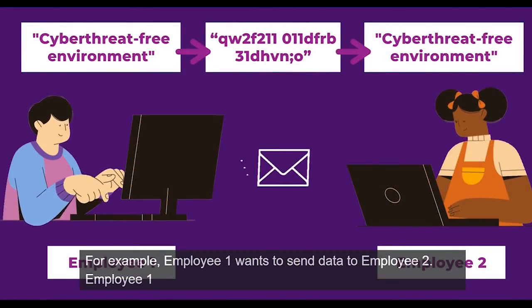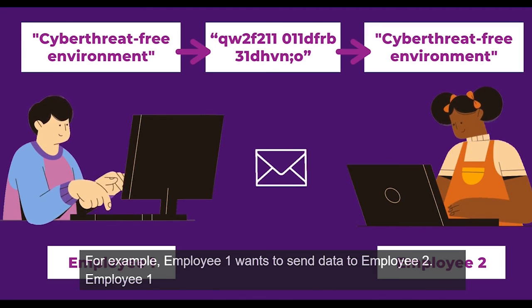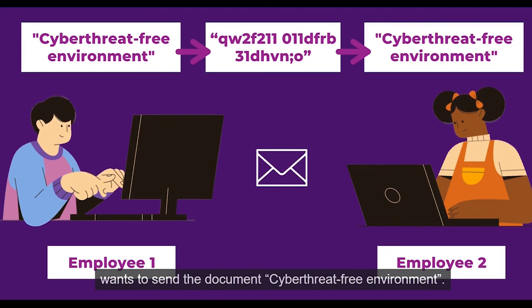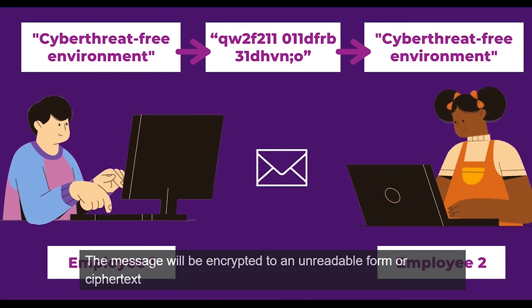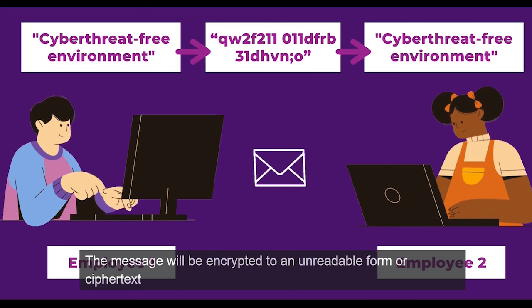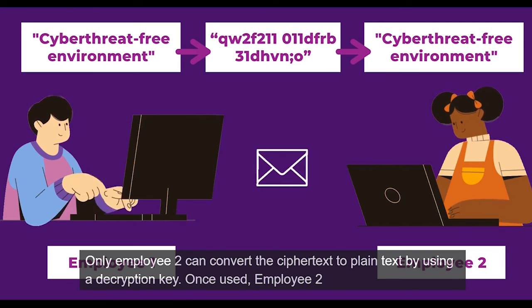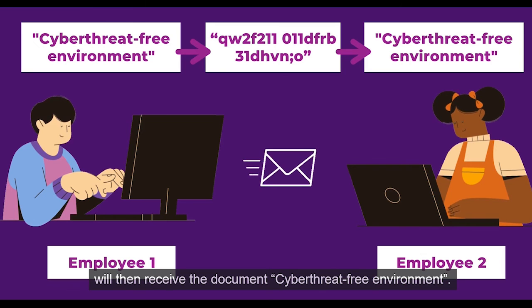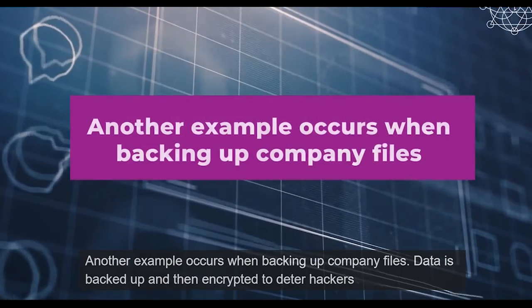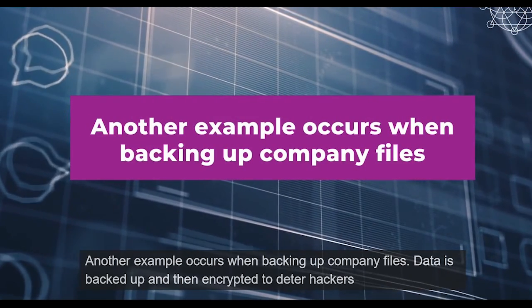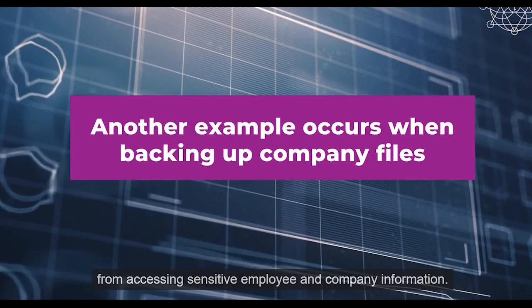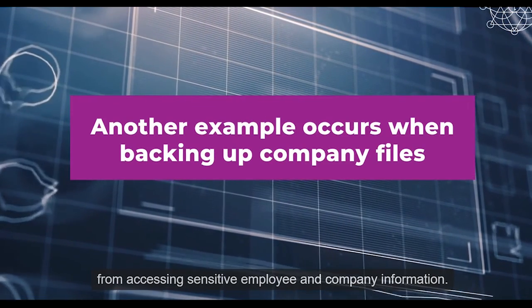For example, Employee 1 wants to send data to Employee 2. Employee 1 wants to send the document Cyberthreat-free environment. The message will be encrypted to an unreadable form, or ciphertext. Only Employee 2 can convert the ciphertext to plain text by using a decryption key. Once used, Employee 2 will then receive the document Cyberthreat-free environment. Another example occurs when backing up company files. Data is backed up and then encrypted to deter hackers from accessing sensitive employee and company information.